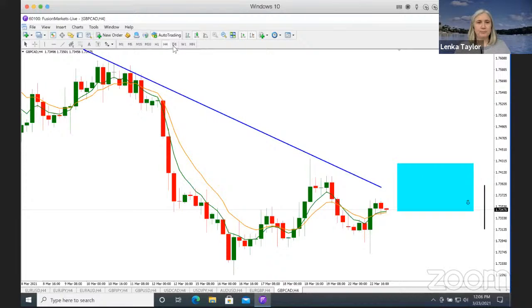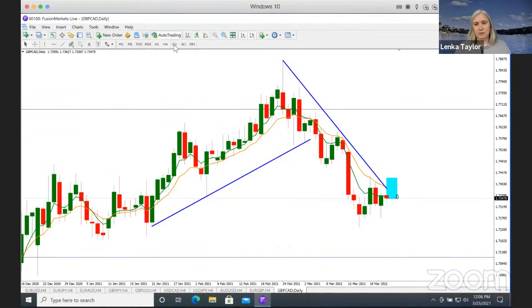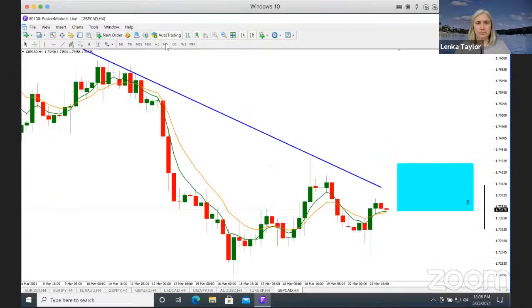GBP CAD, next currency pair. In terms of direction, looking for a short. And on the 4-hourly time frame, in terms of the entry, would be just somewhere around that trend line. If we could get a couple more bars going a bit further up in line with that top, that'll be great. And then would be looking for a short then. So that is the analysis for today.